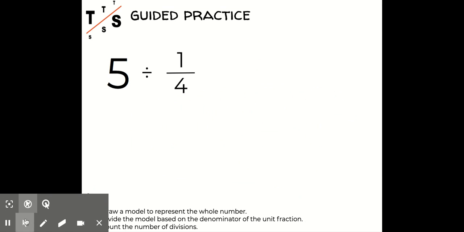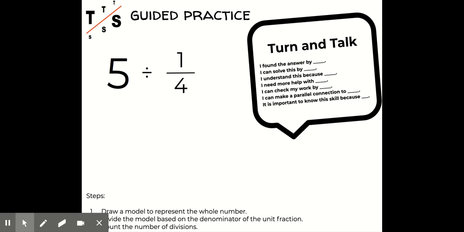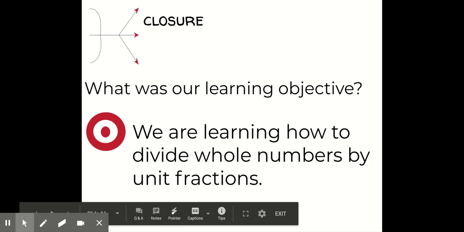Now let's talk about this. I'm going to choose the second to last sentence. I can make a parallel connection to multiplying fractions because it looks to me like we are multiplying something with a denominator in that whole number, which we'll come back to later too. So it was our learning objective today. We were learning how to divide whole numbers by unit fractions.